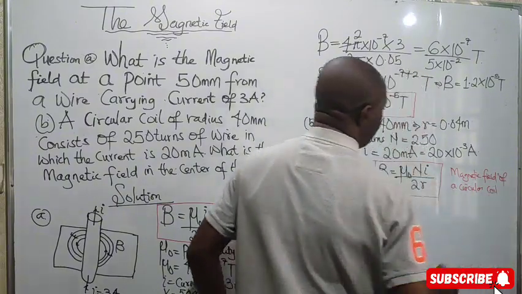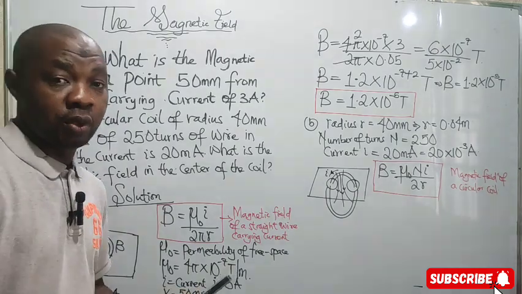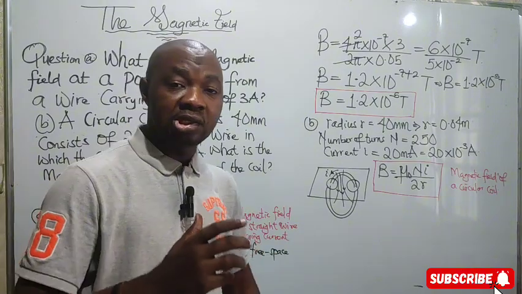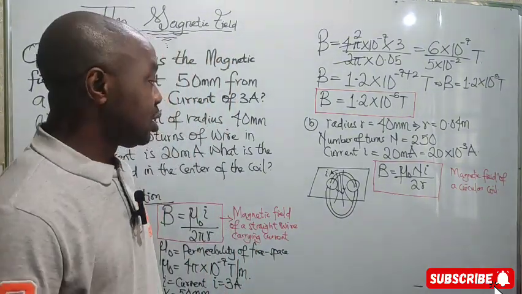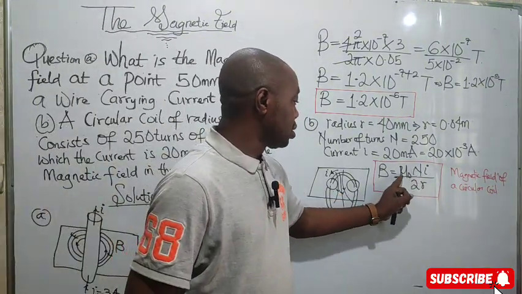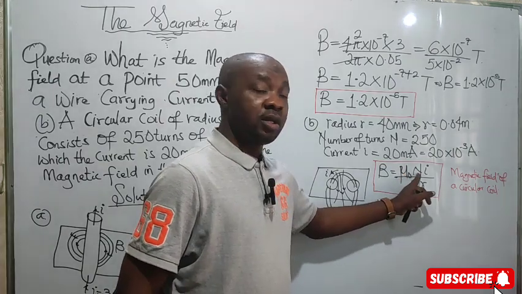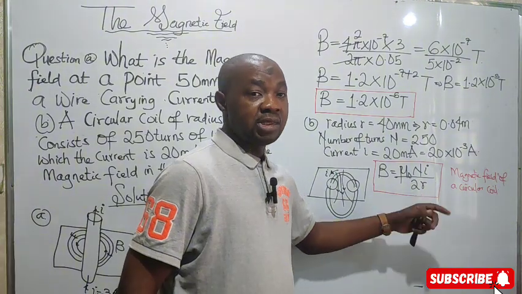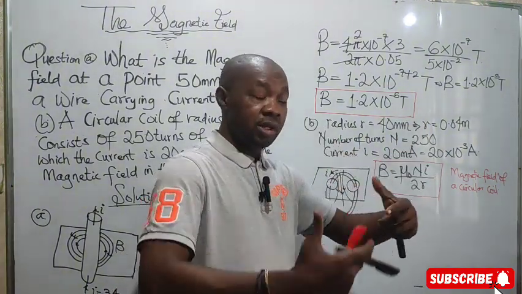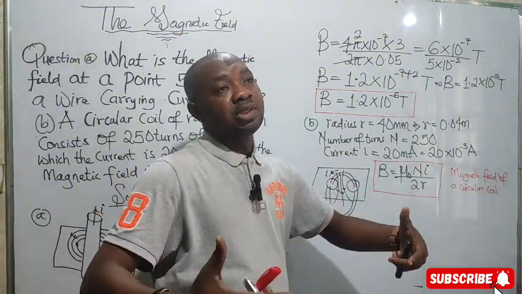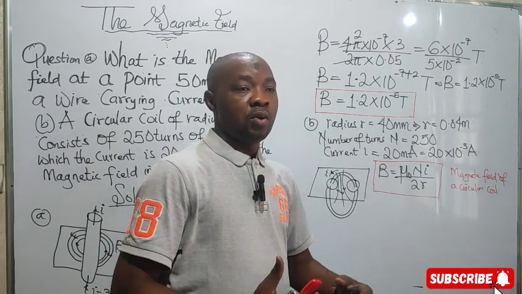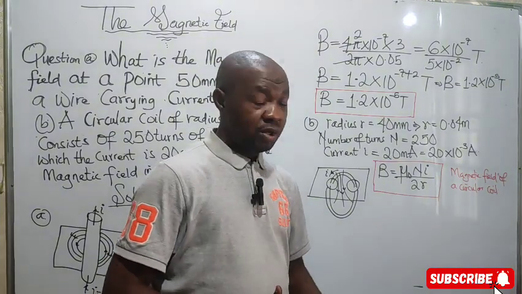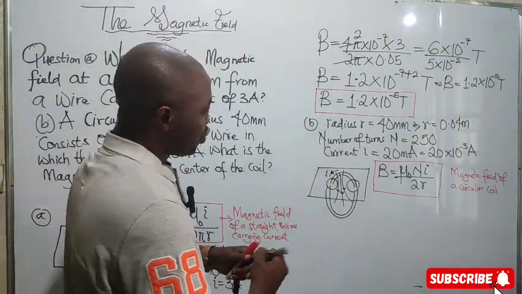A circular coil is different from a solenoid, because somebody was asking me, is this not the same as the magnetic field of a solenoid? For a solenoid, it will be the permeability of free space multiplied by the number of turns multiplied by current I, all over L, the length of the solenoid. A solenoid is a long cylindrical coil which becomes a magnet when current is passed through it. So in this case, we are going to plug in the values.